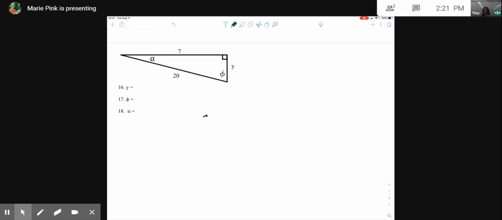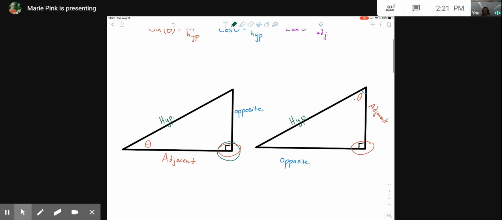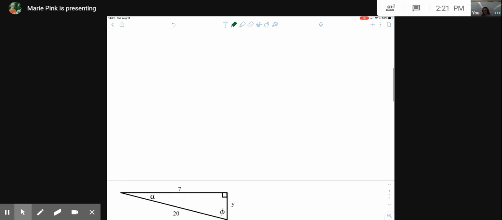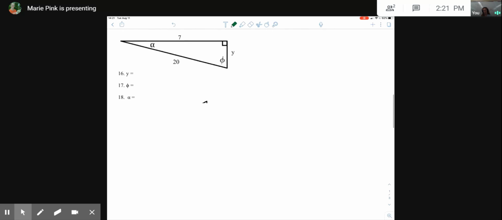All right, students. So we're on the second video in this series of how to solve these triangle problems. So we already talked about which side is which on the triangle and what sine, cosine, and tangent are. And now we just need to figure out what to do with these problems.